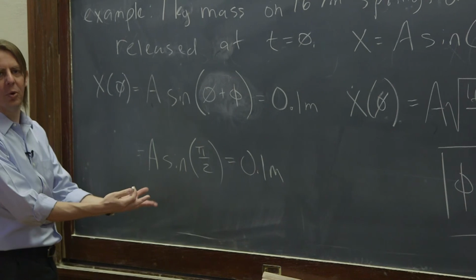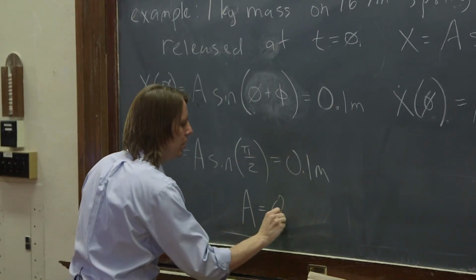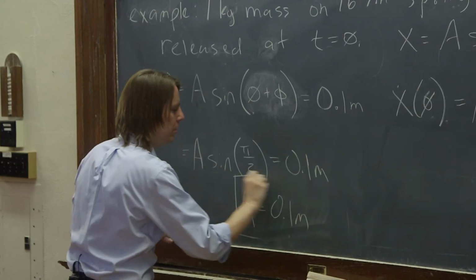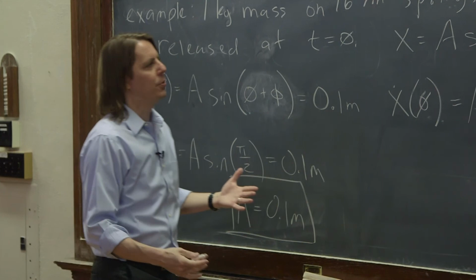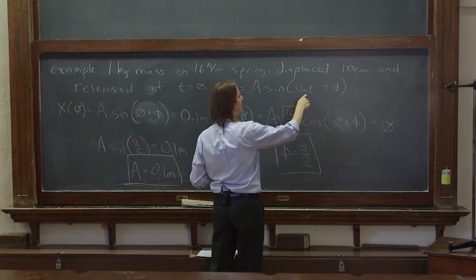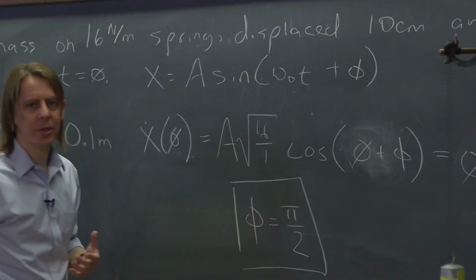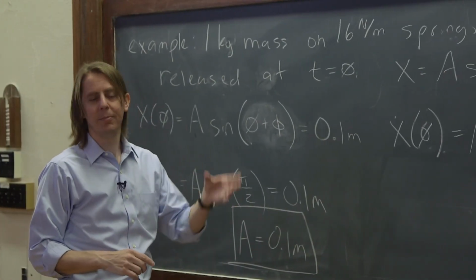Well, the sine of pi over 2 is 1, right? So if that's 1, then we have our answer that the amplitude is 0.1 meters, like that. And then the whole answer, therefore, is x is 0.1 meters sine 4t plus pi over 2. That would mathematically describe the position of the mass at any time relative to 0.